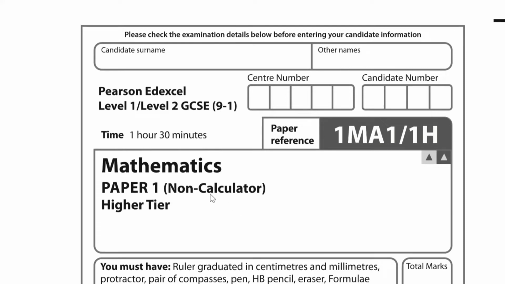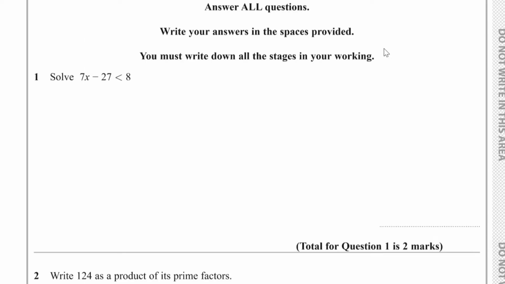This is the EdExcel GCSE 9-1 Maths Higher Paper 1, which is a non-calculator paper, and this is from the 2022 series. Question number 1, we have to solve the inequality 7x subtract 27 is less than 8.